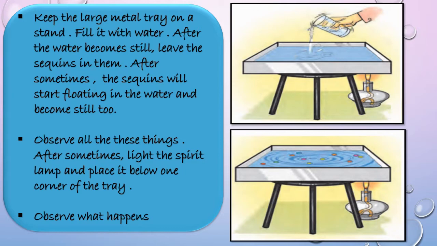So, we observe that as the temperature of the water increases, the plastic sequins move from one place to another. As the temperature rises, the density of water decreases and it becomes lighter. Therefore, the water having lower temperature, which is heavier, replaces the water with higher temperature. After some time, the sequins start moving in a circular motion. There is a movement of these sequins because of the flow of water.